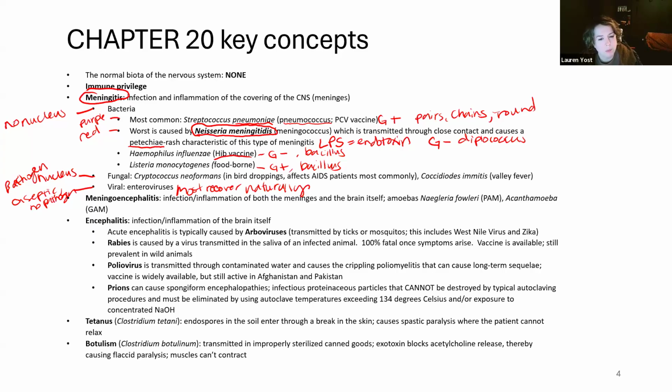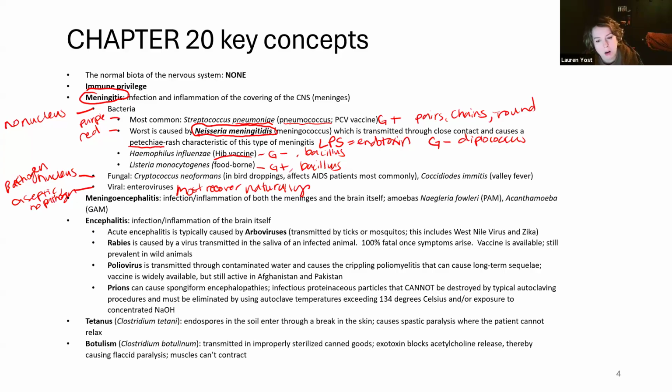Naegleria fowleri and Acanthamoeba are usually contracted in different ways. Naegleria fowleri often comes from warm, fresh bodies of water, like swimming in a pond or a lake that naturally has this amoeba in it. It often gets forced into the sinus cavity and can then cross the blood-brain barrier. Again, it's extremely rare. We do not have a lot of cases of this.